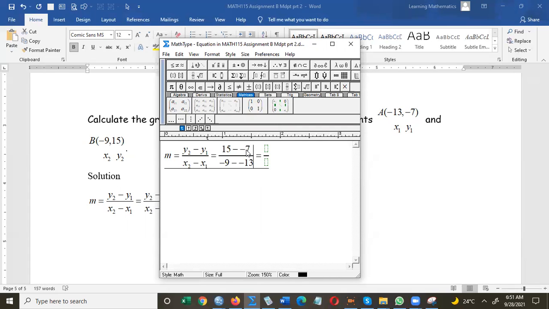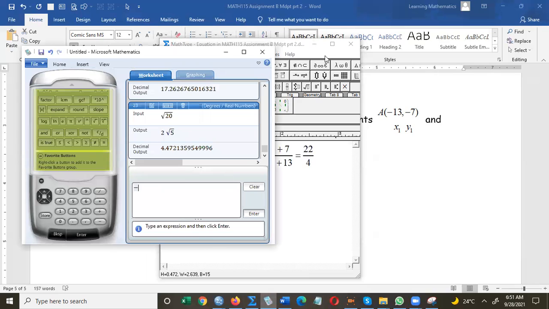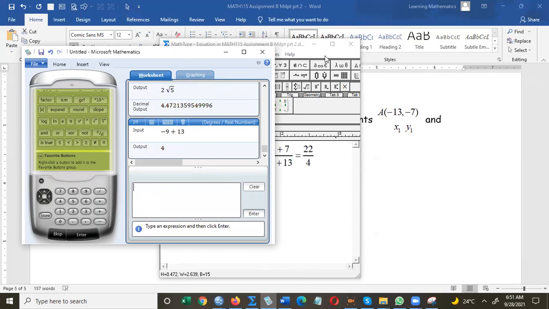So we have 15 minus negative 7, 15 plus 7, over negative 9 subtract negative 14, negative 9 plus 14. 15 plus 7 will give us 22, and negative 9 plus 14, you take 9 from 14, you are left with 5. You can prove it in your calculator, negative 9 plus 14, and 15 plus 7. Always good to cross check.